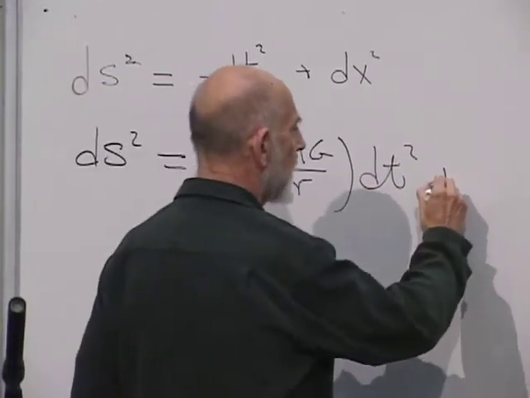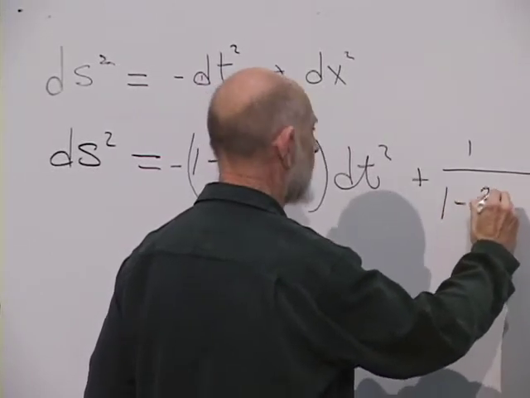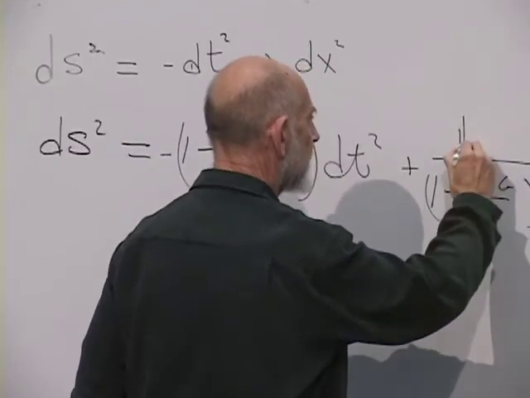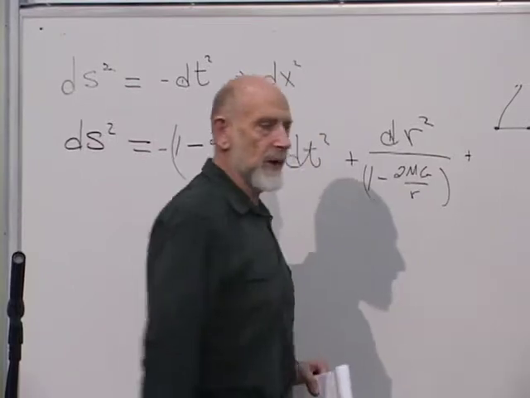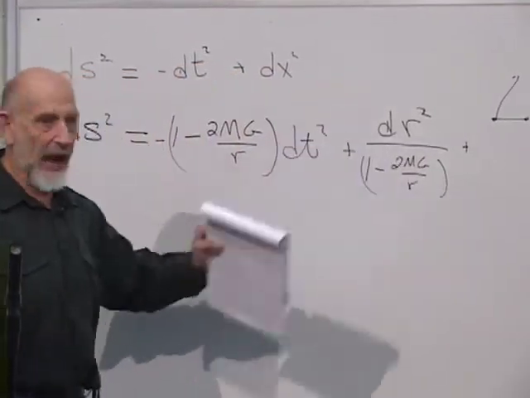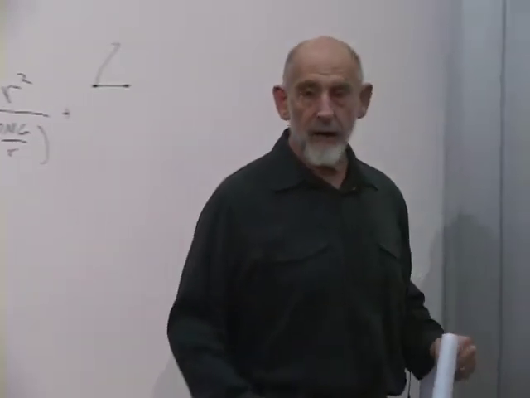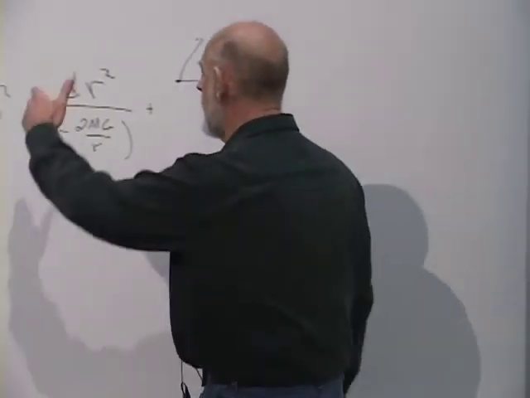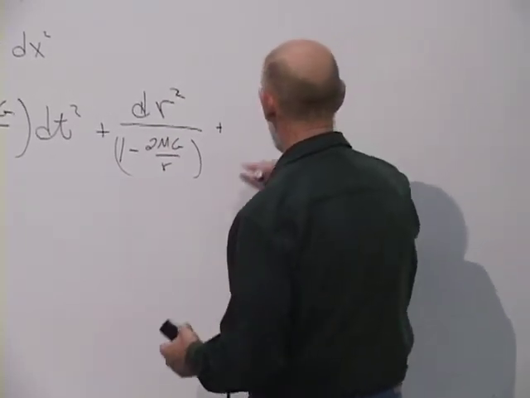And then, do you remember what goes here? 1 over 1 minus 2mg over r, dr squared. And then another piece here, which I'm going to ignore. This had to do with the angles on the sky. It was r squared times something I think I called omega squared. But let's ignore it for now. Let's not worry about angular distance on the sky. Let's just worry about time and radial distance.